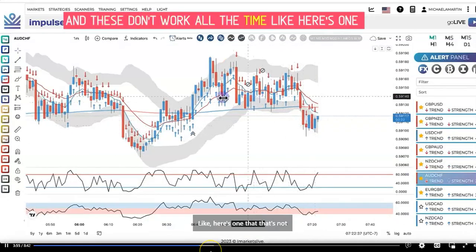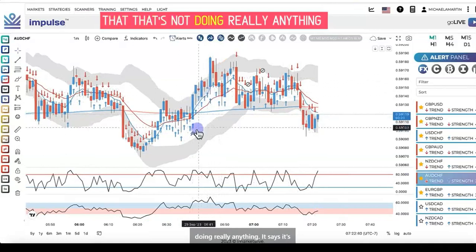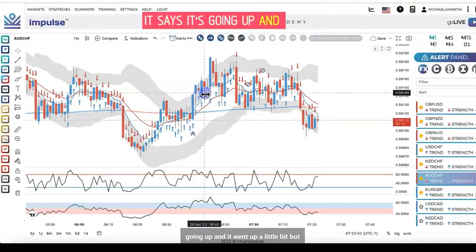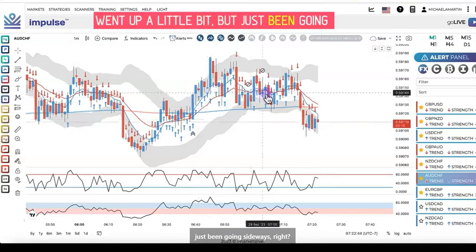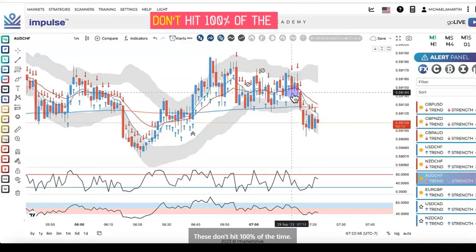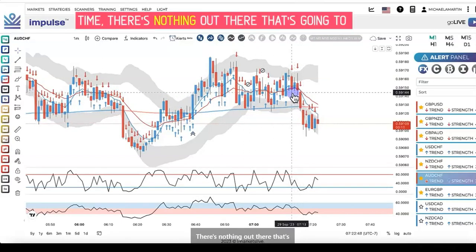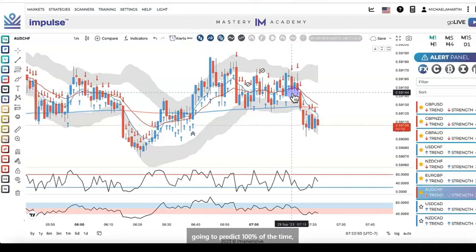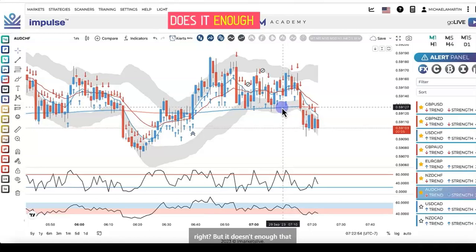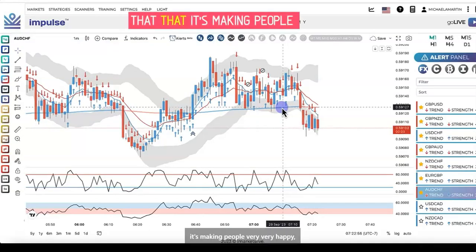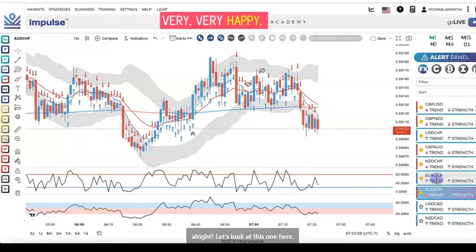And these don't work all the time. Like here's one that's not doing really anything. It says it's going up, and it went up a little bit, but it's just been going sideways, right? These don't hit 100% of the time. There's nothing out there that's going to predict 100% of the time, right? But it does it enough that it's making people very, very happy, right?